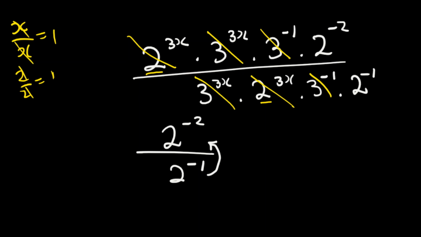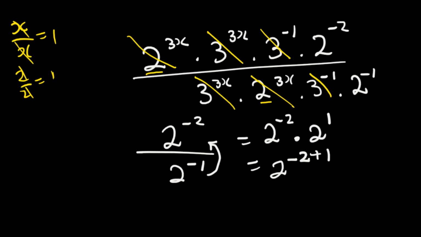So when I take this to the top, the exponent of minus 1 changes to become positive 1. So it's going to be 2 to the power of minus 2 multiplied by 2 to the power of 1, right? So now you have the same bases, you just add exponents. So it's going to be 2 to the power of minus 2 plus 1, which is 2 to the power of minus 1, right?